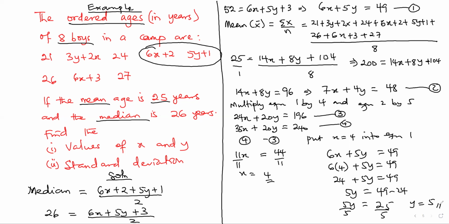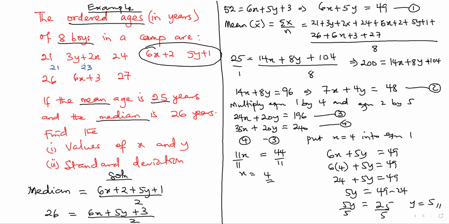So now for this question, we have gotten our value of x and our value of y. If we substitute, the data set now becomes, because we have 21, this one is 3y plus 2x. So our y is 5: 3 times 5 is 15, and 2 times 4 is 8. So 15 plus 8 is 23. So over here will be 23.